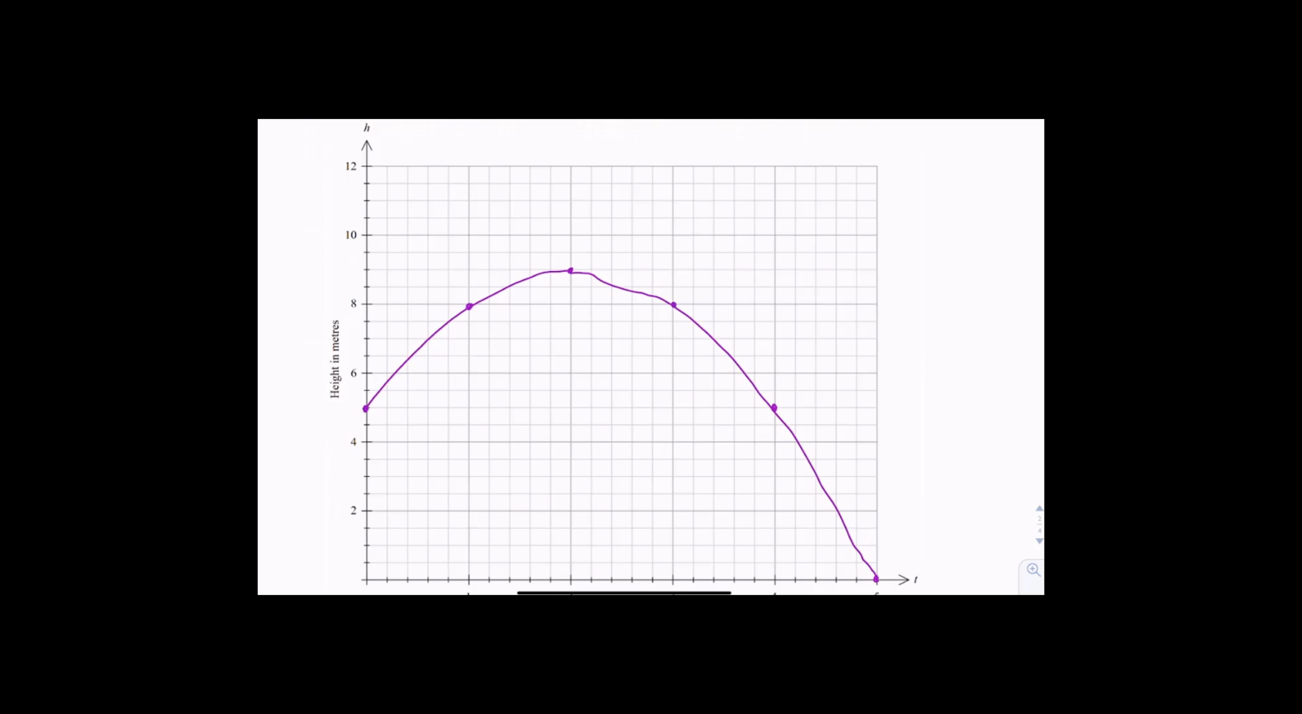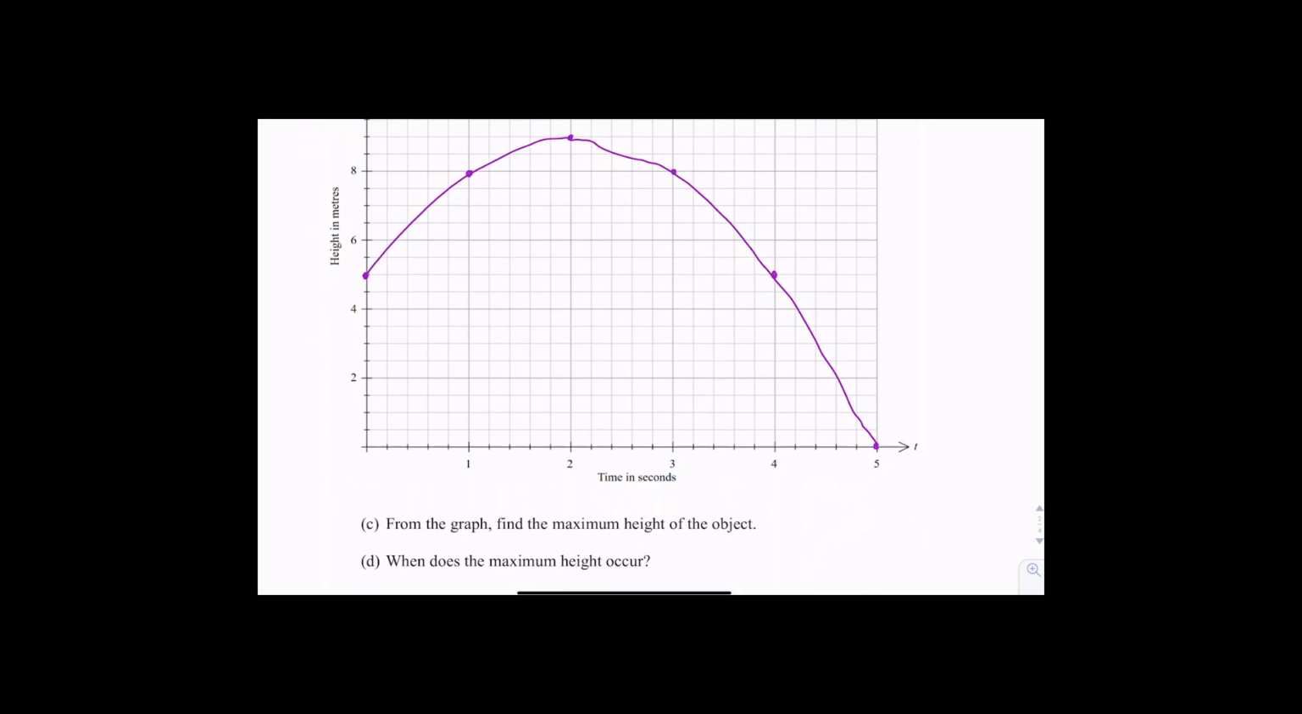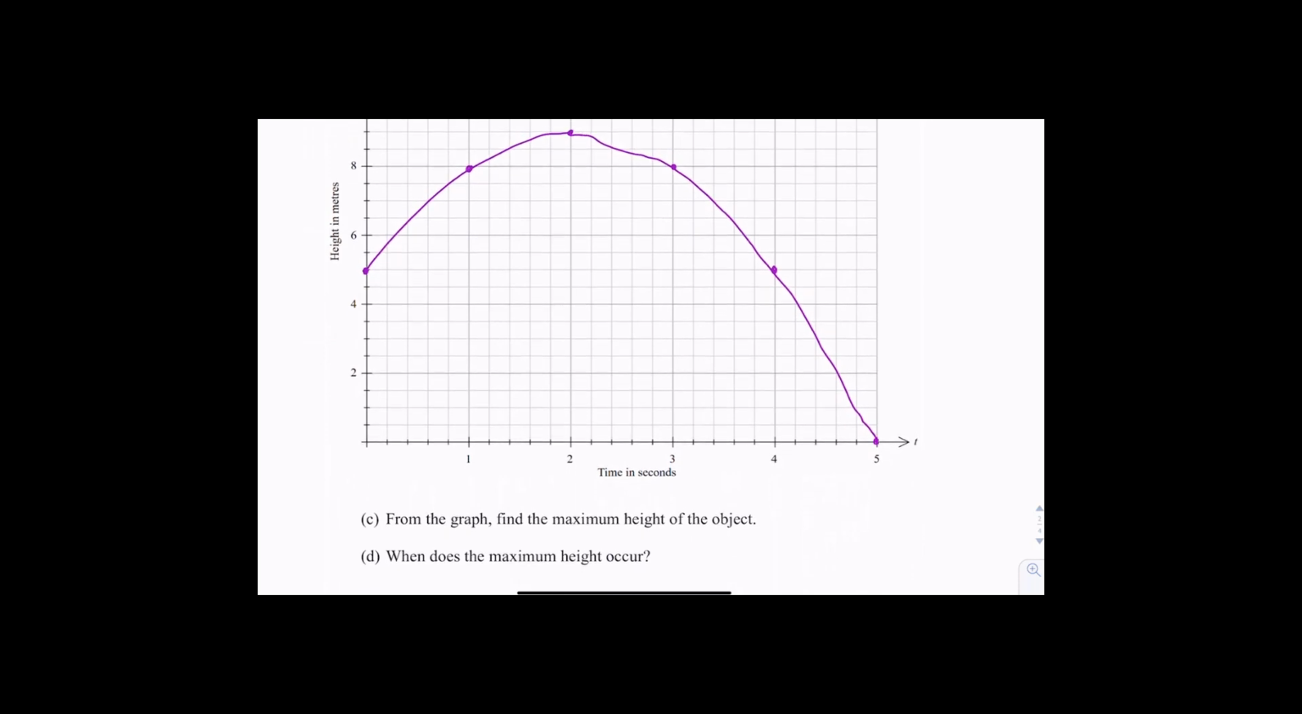So now we just need to answer a couple of questions. The first question being, from the graph, find the maximum height of the object. So once again, we're going to look up here for the maximum height. This looks to be the maximum point, and that is a value of 9. So the maximum height is 9 meters. When does the maximum height occur? Well, I'm looking at the x value, and that is in 2 seconds.